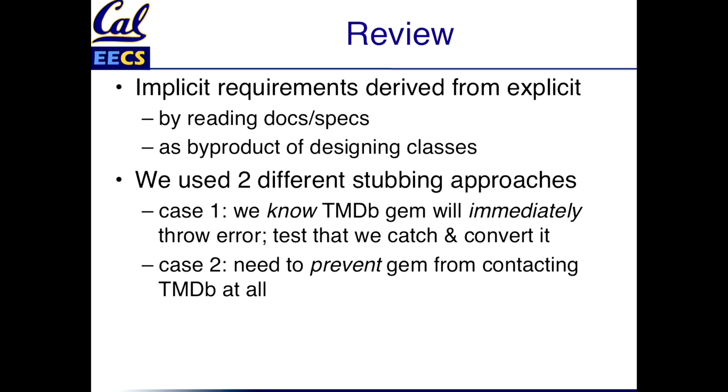So we use two different stubbing approaches in this case. In one case, we know that the TMDB gem will immediately throw an error. So the only test we had to create there was, did we catch the error and convert it to the right kind of exception, so that the caller always sees an exception of the same class. And in the second case, we actually needed to prevent the gem from contacting TMDB at all. Now, this is the case where, in the way the example is developed in the book, and very similar again to the Oracle of Bacon homework, we used FakeWeb to sort of stub out the entire internet.